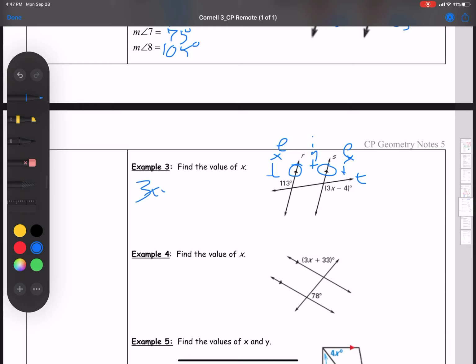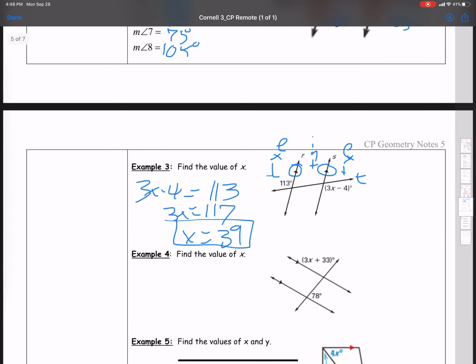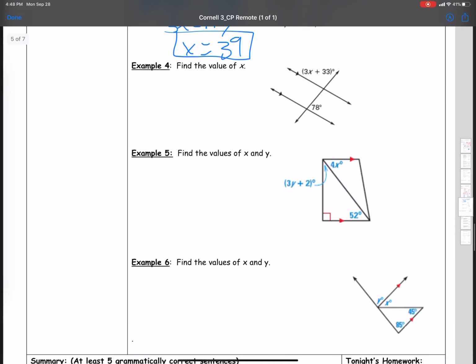So the 3x minus 4 is going to equal that 113. Add 4 to both sides. You get 3x equals 117. Divide both sides by 3, and you get x equals 39. Please pause the video now, copy down the next 3 problems, and when you're ready for the answers, unpause.